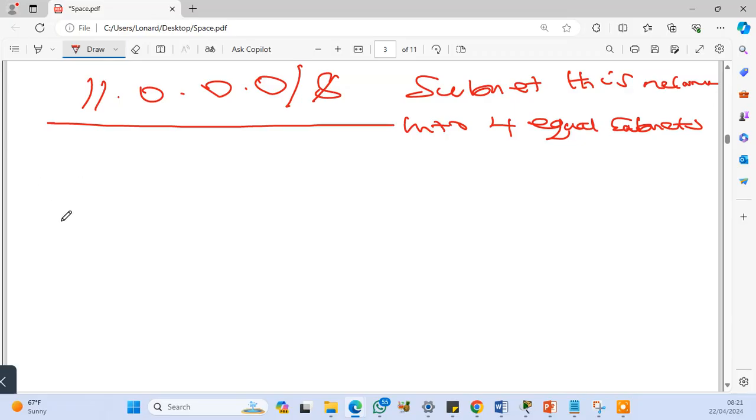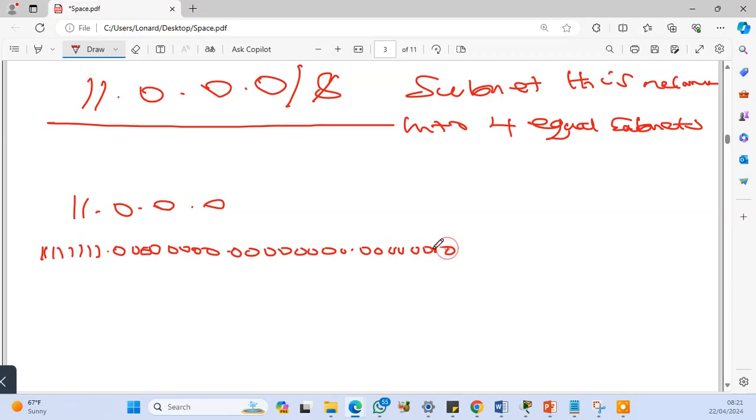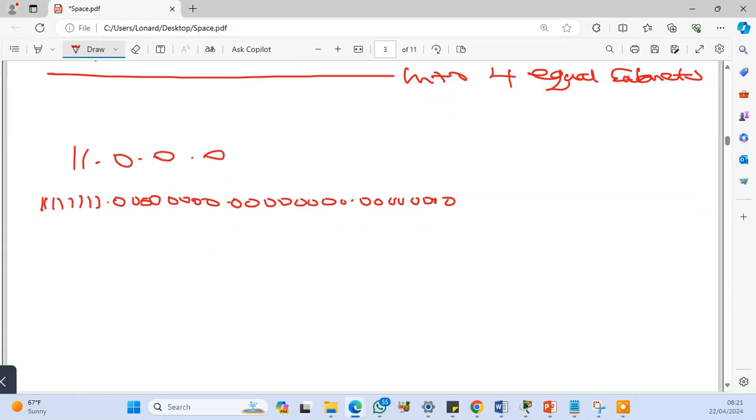Here we have 11.0.0.0, and then our subnet mask in binary format, because when you're subnetting, we need the subnet mask in binary format. So there will be 8, and then the 4. Okay.